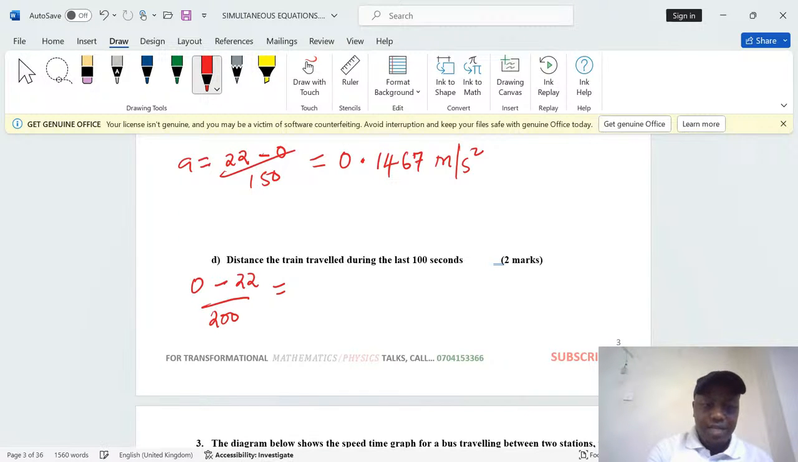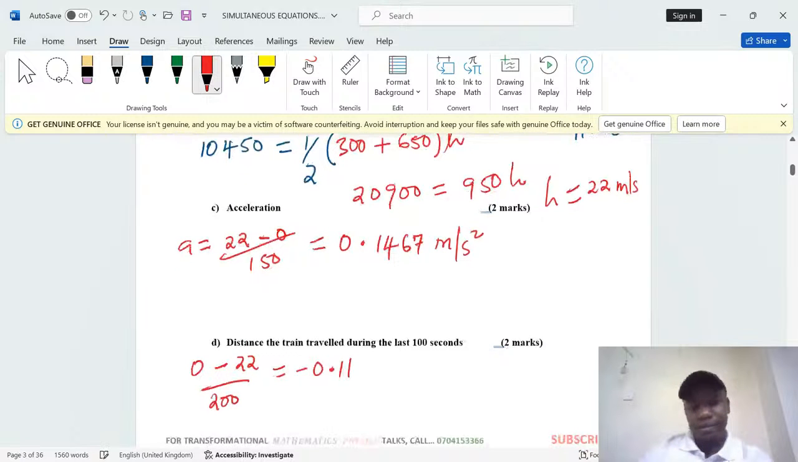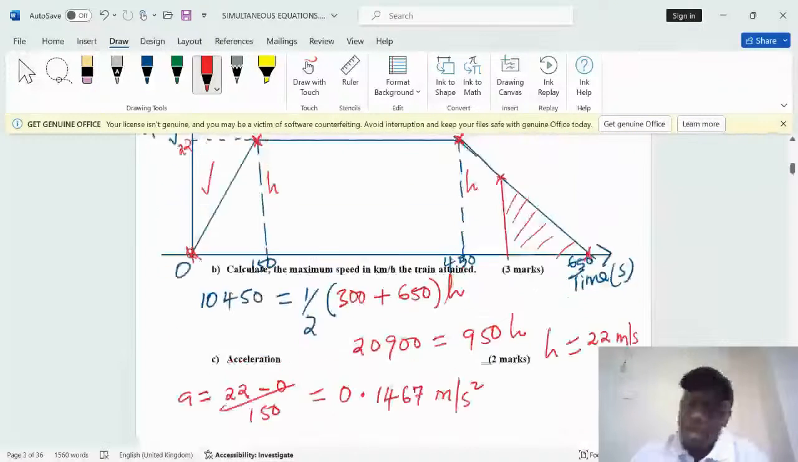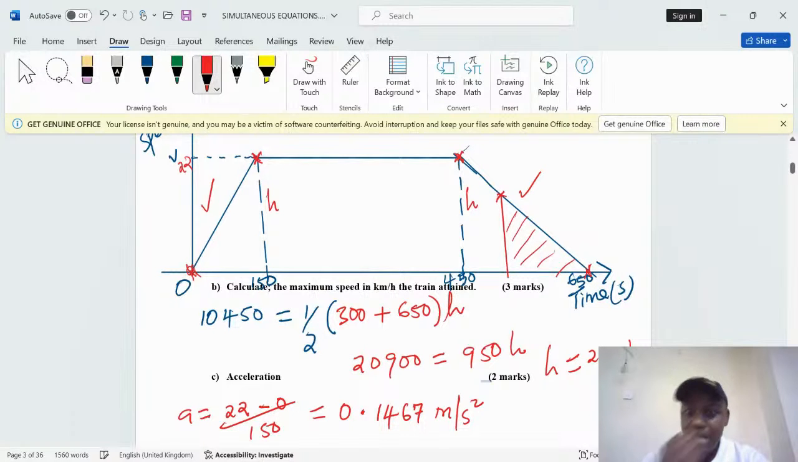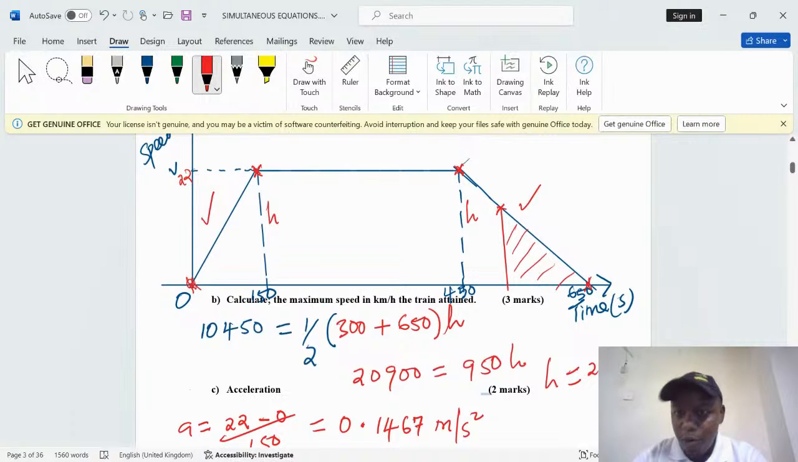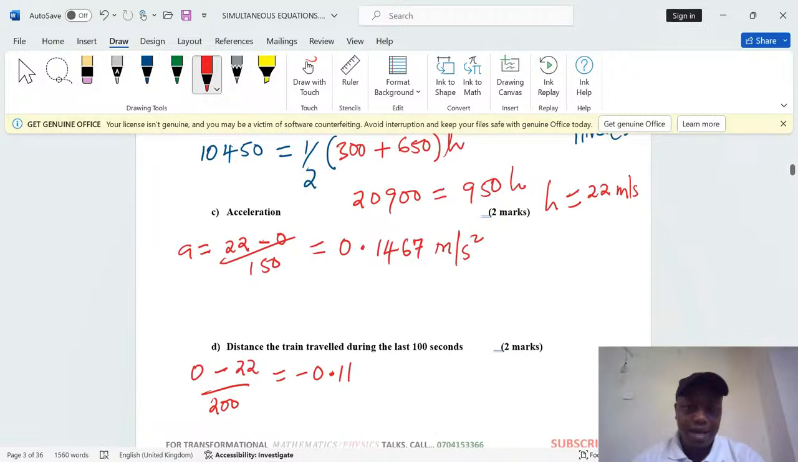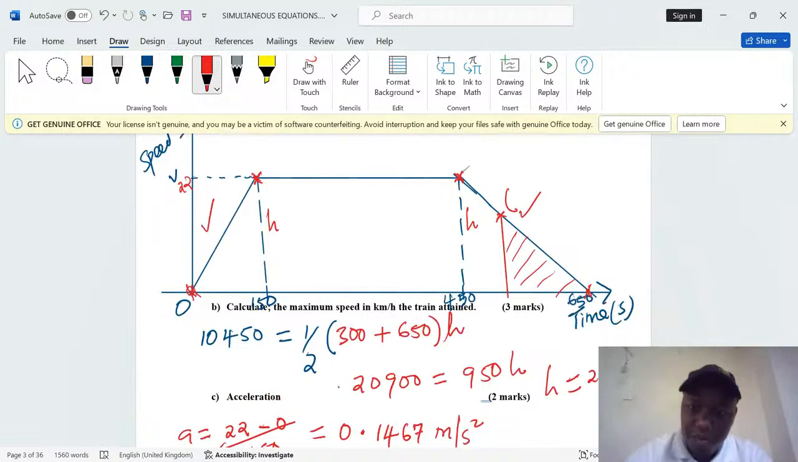This is going to give us 22 over 200, which is 0.11. So negative 0.11 is what we are calling the deceleration during the last part of the journey. Therefore, with the deceleration now, if we use any constants or any points along this, we are still going to get the same acceleration.